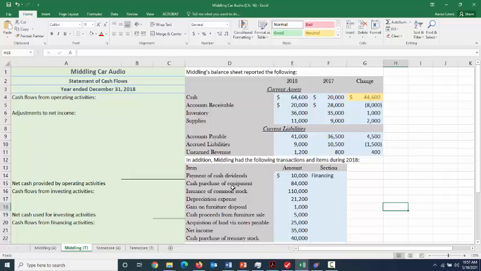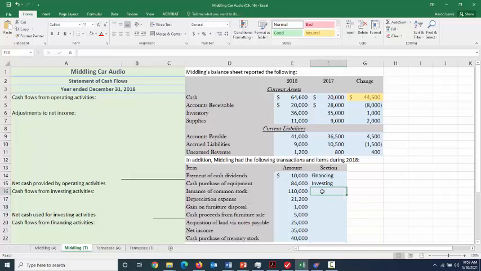Well, equipment is a non-current asset, and it's something that our company definitely needs to be successful going forward for a long period of time. So by buying equipment, we are essentially investing in the long-term success of our business. So anything to do with a non-current asset is going to go in the investing section.